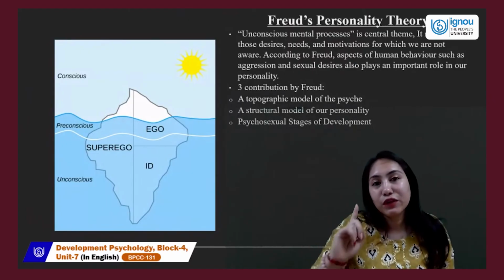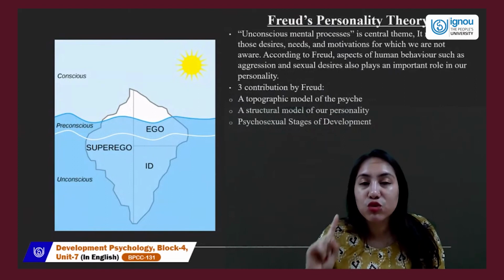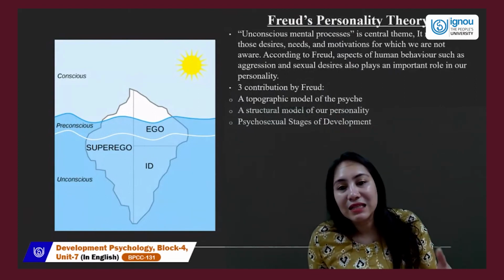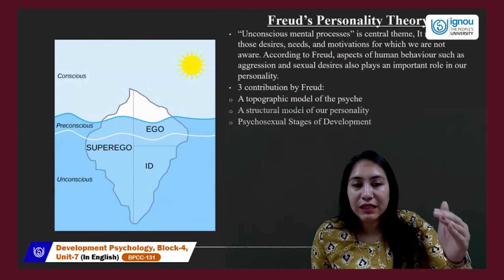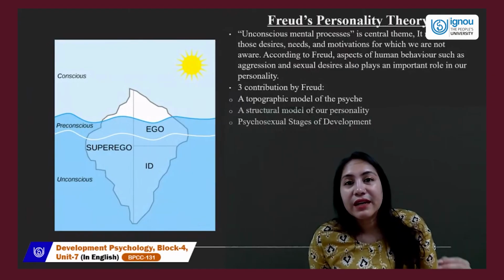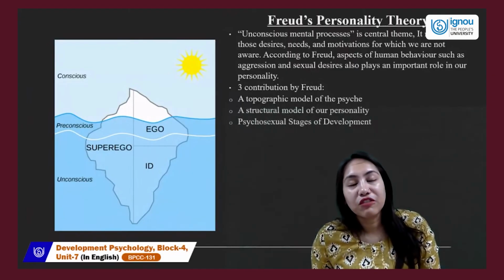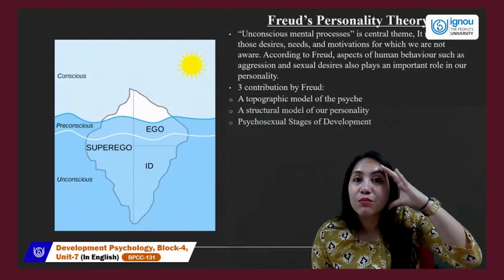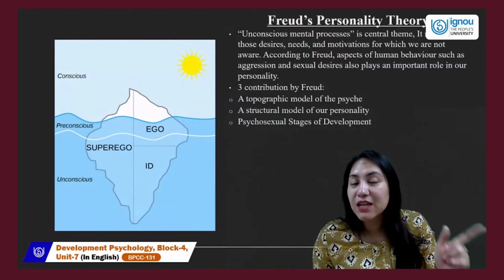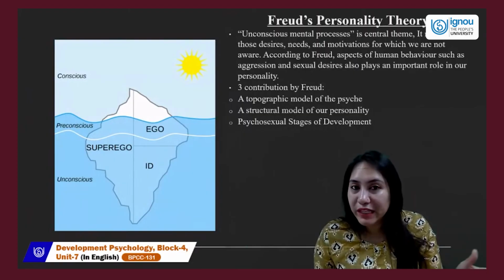Let's start with the first model of Sigmund Freud, which was the topographic model. It's called the topographic model because it looks like an iceberg and it's a very graphical thing. Let's understand his three contributions here and how he described the topographic model of the psyche. That means the bifurcation of your mind, not the brain. The brain is the physical part; the mind is the thinking part, the feeling part.